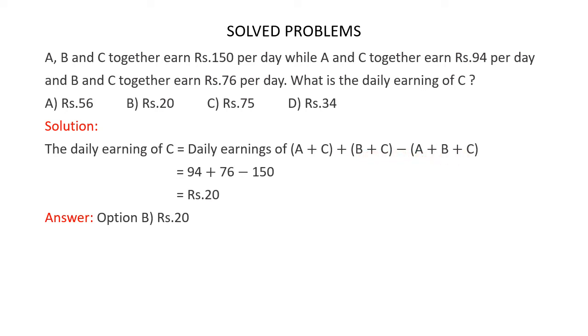Now it's given that the daily earning of A plus C is 94 and daily earning of B plus C is 76 and daily earnings of A plus B plus C is 150. Substituting all these values here, we get the daily earning of C is equal to 94 plus 76 minus 150, which is rupees 20. So the daily earning of C is rupees 20. The correct answer is option B, rupees 20.